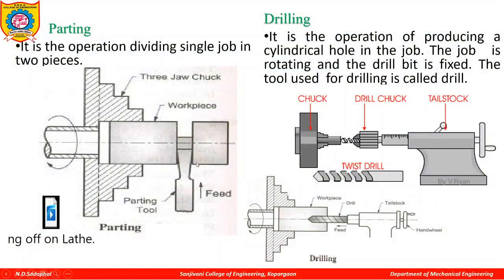Then the drilling operation. Drilling is a process of producing a cylindrical hole inside a job. This is a chuck, and inside the chuck the workpiece is fitted. The workpiece is rotating, and you have to attach the drill to the tailstock. When you rotate the wheel, the tailstock will move linearly, and this drill will go inside the workpiece and a hole is made. So this is how the drilling operation is carried out.